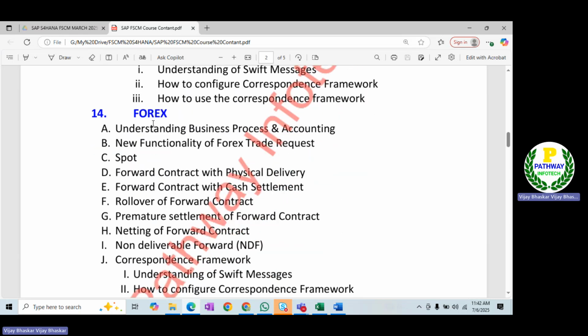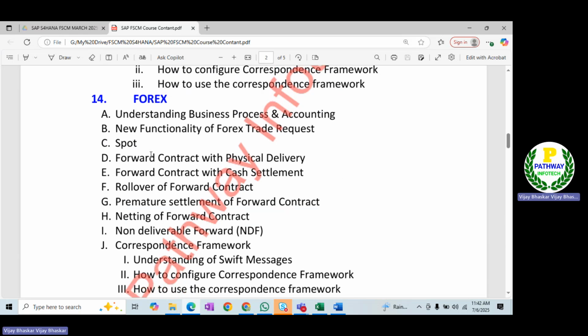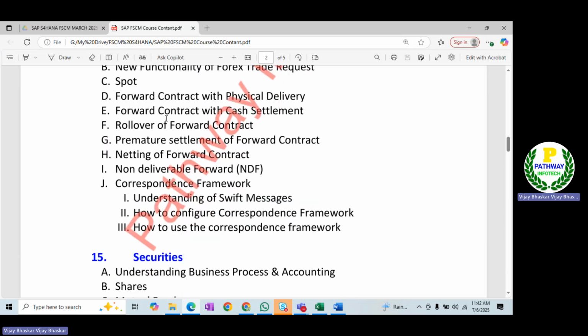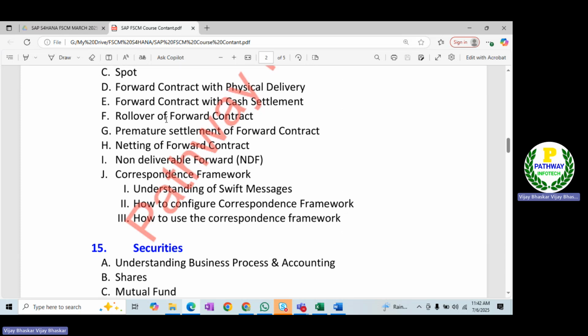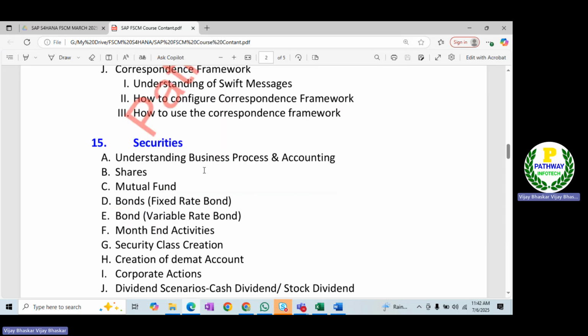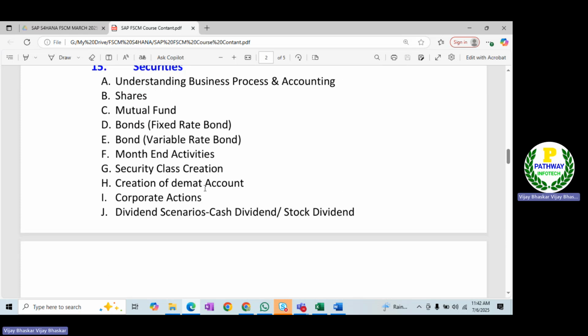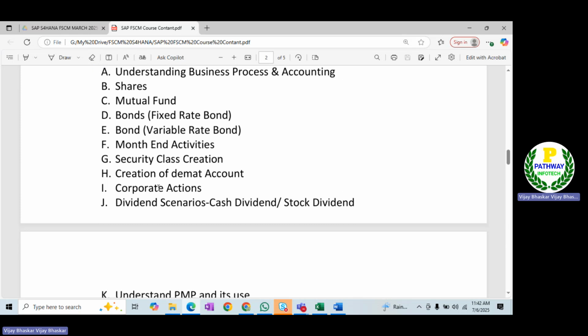Coming to foreign exchange, understanding the business process, there are different types of instruments: spot contract, forward contract, swapping, interest rate swapping, as well as cross currency swapping. There are a lot of topics which are going to be covered in foreign exchange. Coming to securities, understanding the business process, shares, mutual funds, bonds, variable interest rate bonds, month-end activities, security class. So these are all part of securities.